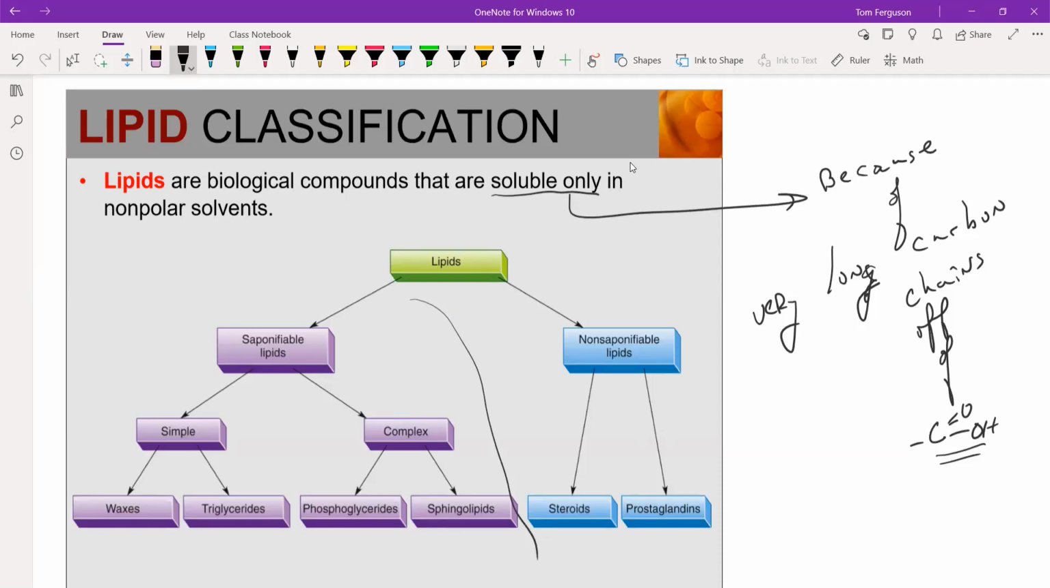Okay, so lipids can be divided basically into 2 parts. Saponifiable, meaning there's an ester present, and no ester. Here's that prostaglandin coming up again here.